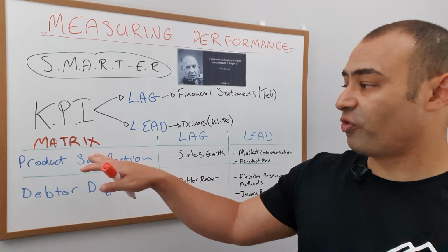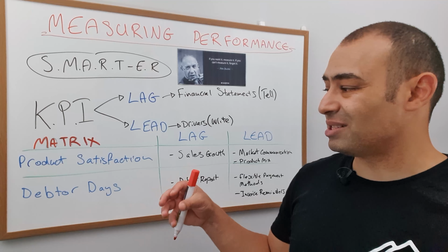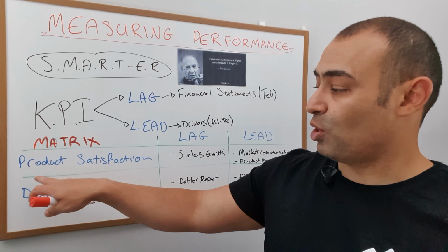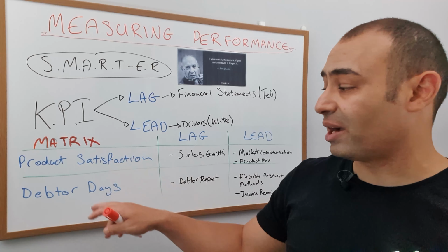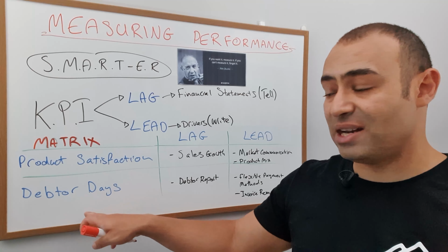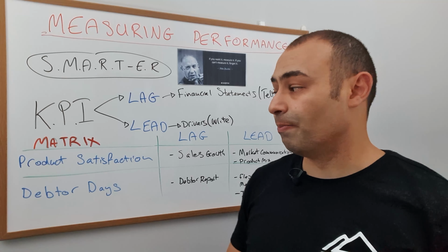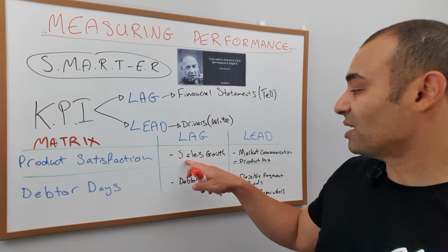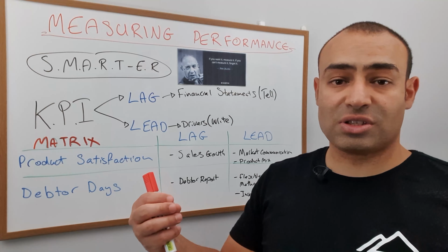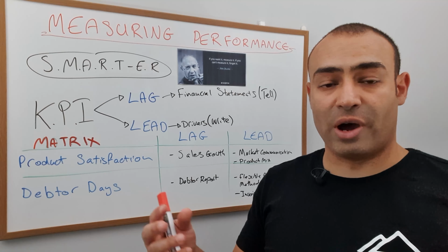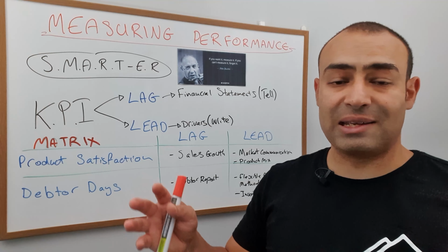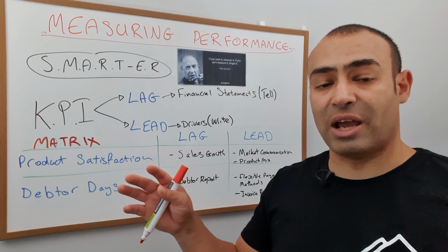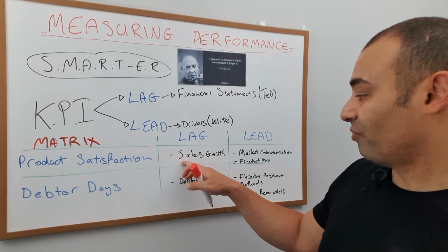So what we're going to do here is we've got a small matrix just to set an example of how this will apply. And we've got two areas we want to target, product satisfaction and debtor days. That is days till the invoice is paid. So let's look at the lag and the lead indicator for product satisfaction. A lag indicator is the sales growth. Is the sales growing? So we're looking at the monthly financial statements, we're looking at the report, and we can see that yes, it's growing, or no, it's not growing. Well, we've received that report. It's too late to affect the sales growth because that's the sales figure.